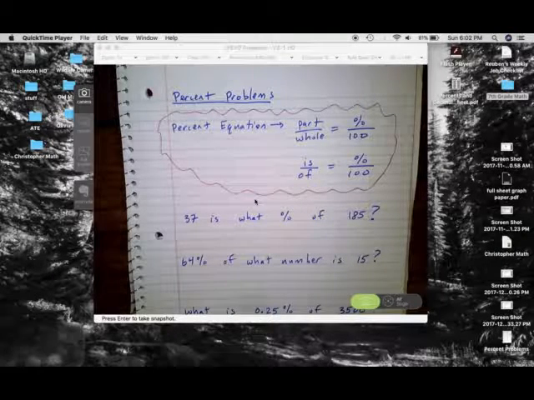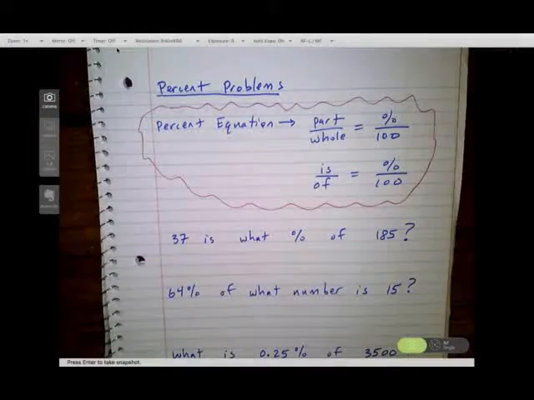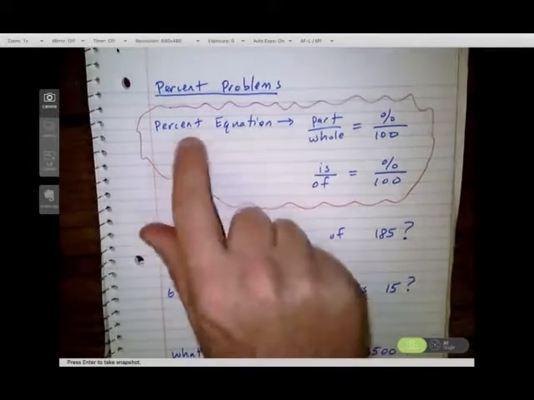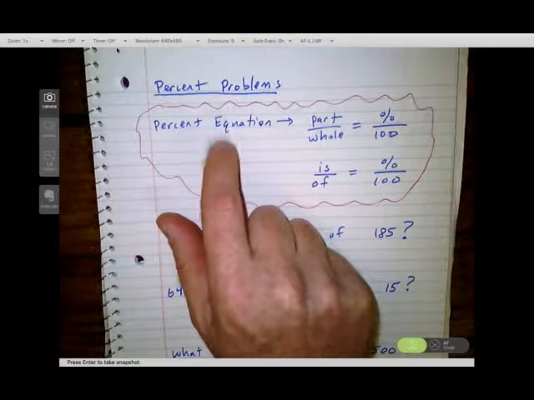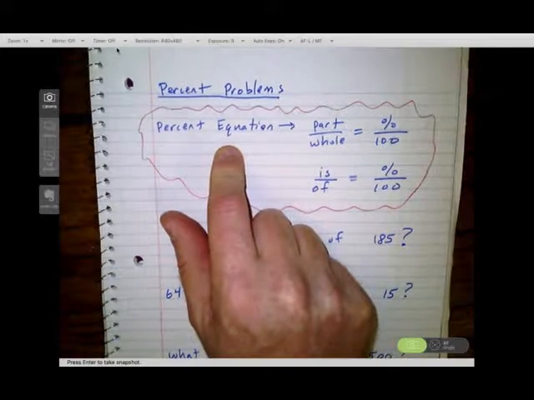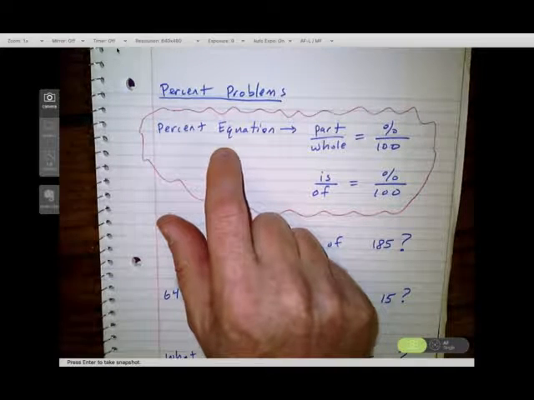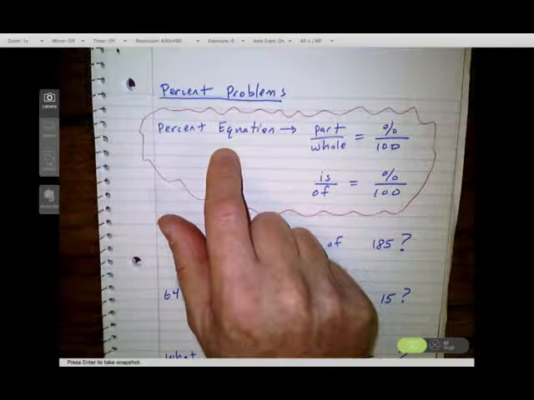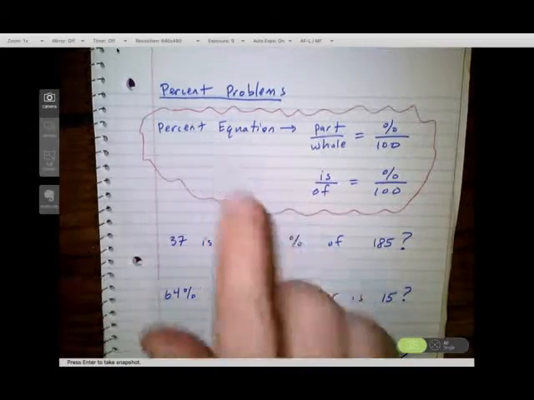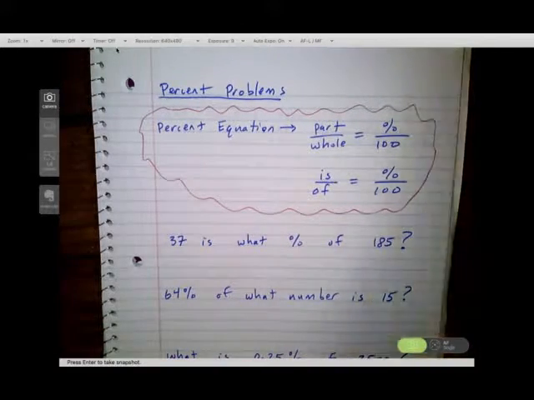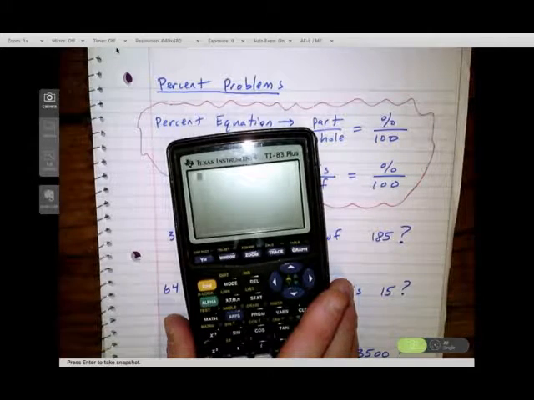Okay, this next video is going to be on percentage problems, and we're going to use this little equation here to solve them. I call it the percent equation. Now let me just say that this is a little different than the way the book does it, and I encourage you to read through some of the examples in the textbook to look at their method because you might like it better.